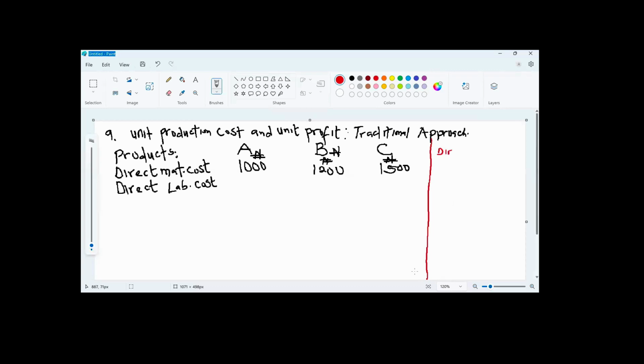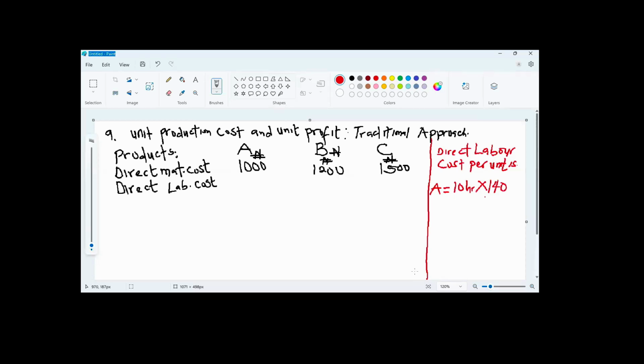Direct labor cost per unit. For product A, we require 10 labor hours, and the labor rate per hour is 140. Please multiply.